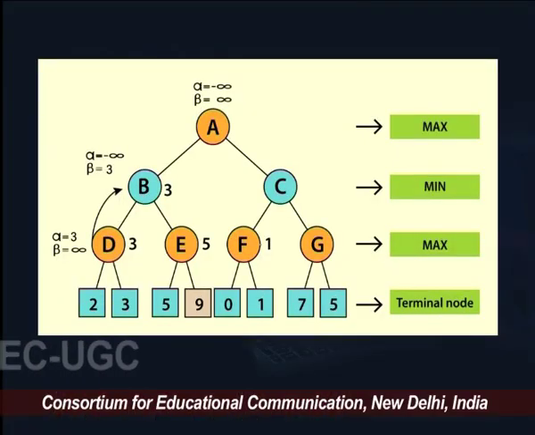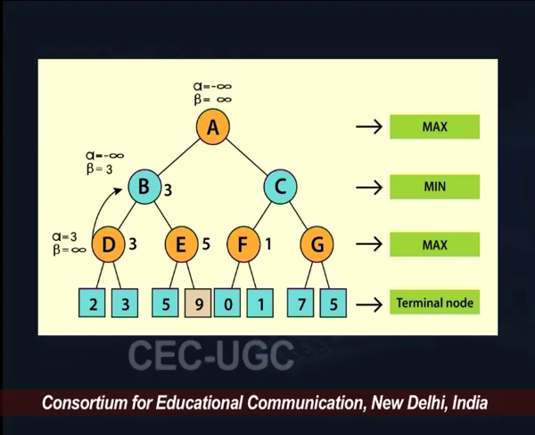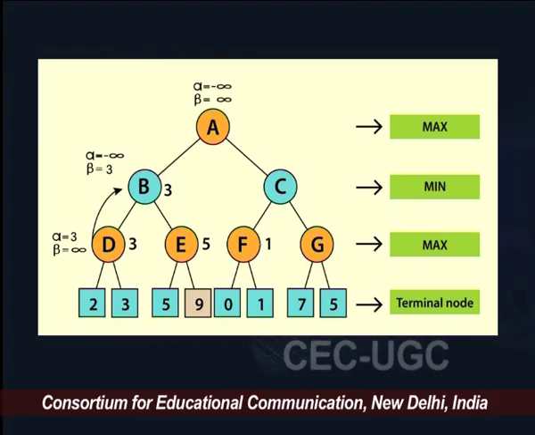We will calculate the value of alpha at node D, which will be the max of 2, 3. Why are we saying 2, 3? Because we start in the depth first manner, as you can see in the figure. From A we came to B, from B we came to D, and at D it is now time for the evaluation.